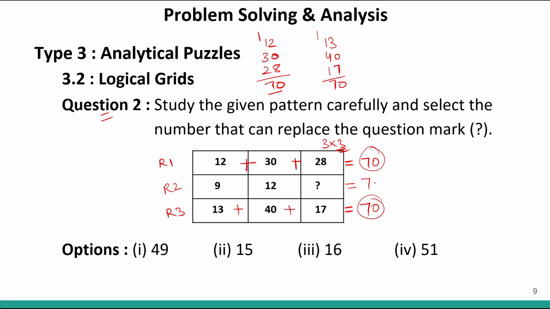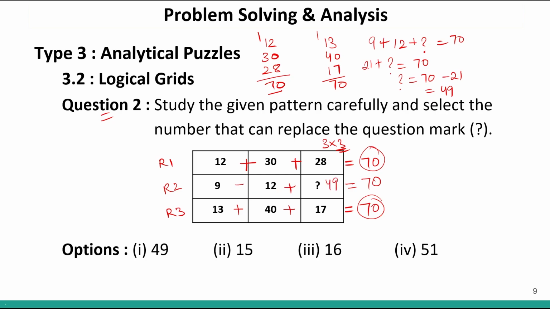So the output in row 2 will also be the same, that is 70, right? So now let us solve. 9 plus 12 will be 21. So 9 plus 12, and let's say this is a question mark, is 70. So the question mark will be 70 minus 21, and this is equal to 49. So the correct answer will be 49.